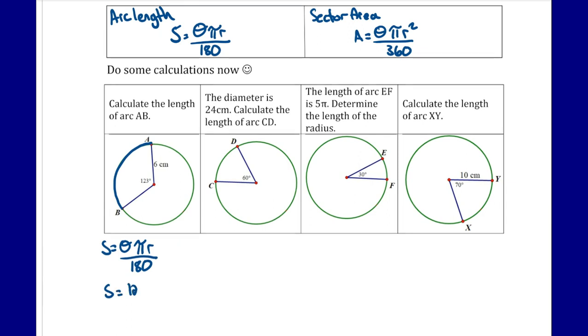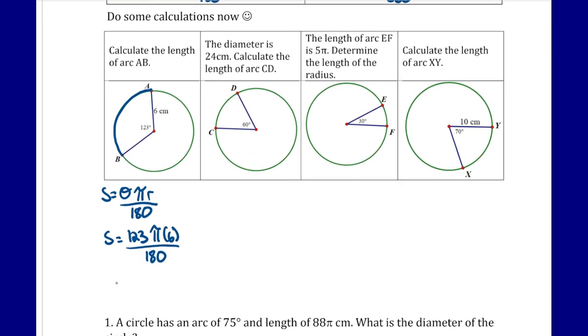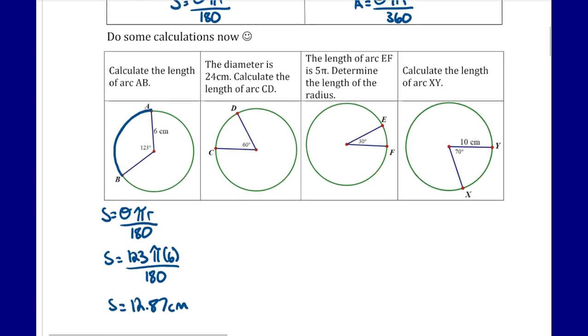S is going to equal theta, which is our angle, times pi times r divided by 180. So theta is 123 times pi times r, which is 6, divided by 180. We go through, and we get a final answer of 12.87 centimeters. So this just becomes a calculation, and we get 12.87.